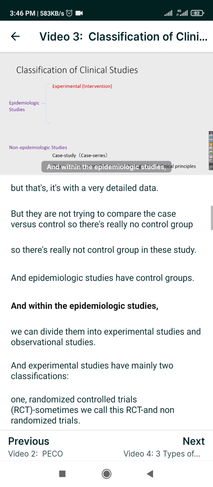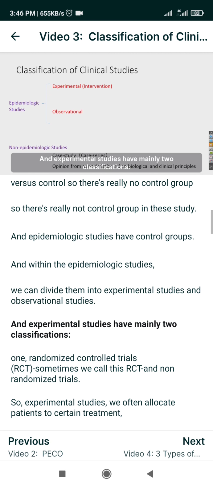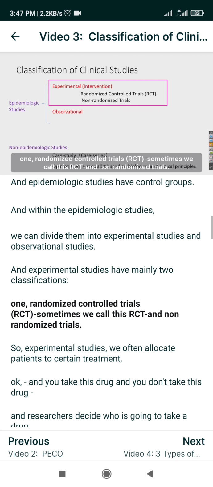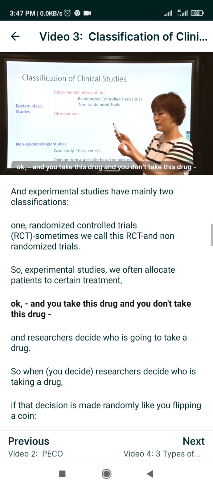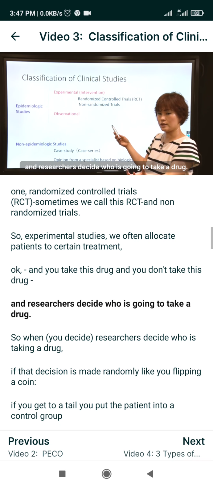Within the epidemiological studies, we can divide into experimental studies and observational studies. Experimental studies have mainly two classifications: one, randomized controlled trial, sometimes we call this RCT, and two, non-randomized trial. In experimental studies, we often allocate patients to a certain treatment, okay? You take this drug and you don't take this drug. Researchers decide who is going to take a drug, okay?